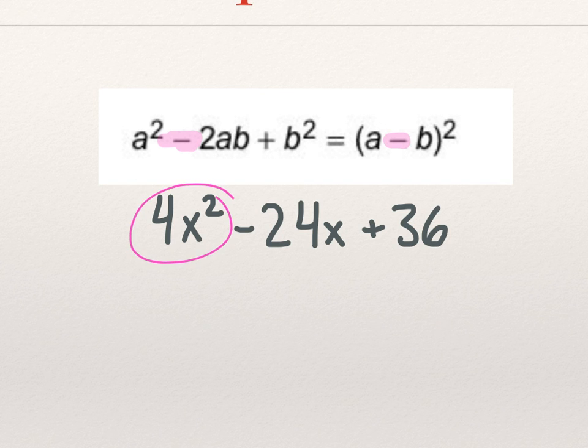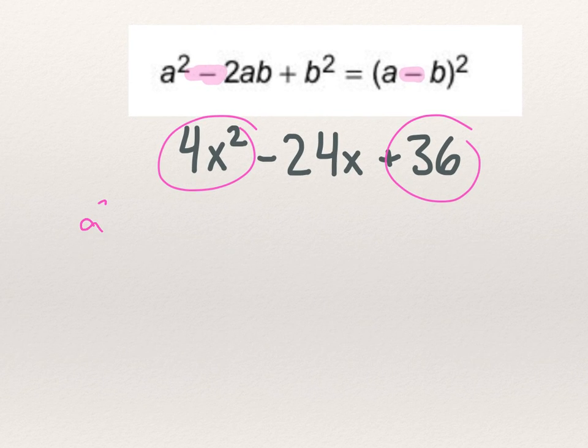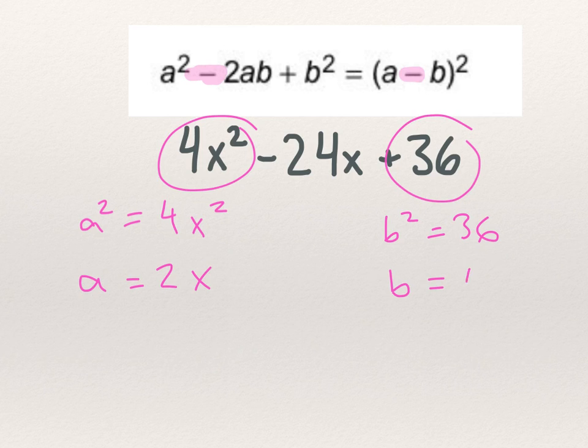So we see 4x squared is a perfect square and 36 is a perfect square, so we can use our formula. We have a squared is 4x squared. So what is our a? Awesome, 2x. Because 2 times 2 gives us 4, and x times x gives us x squared. And b squared is equal to 36. So what is our b? 6. Perfect. Everybody sees how we get the a and b?